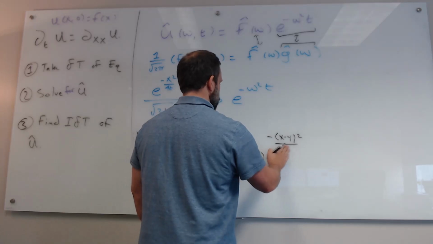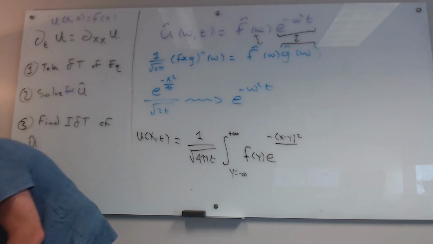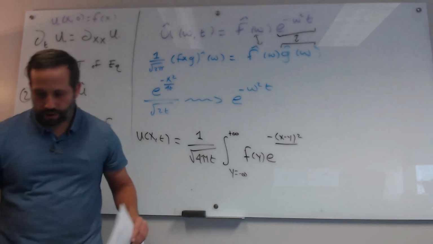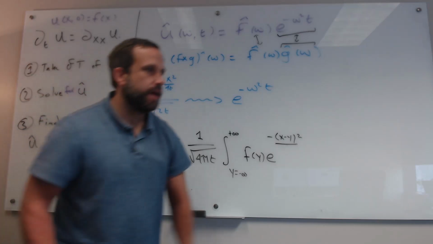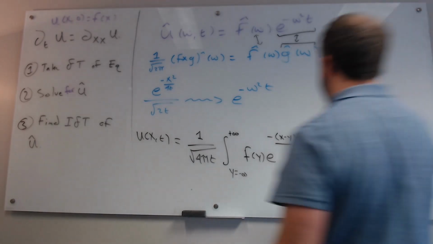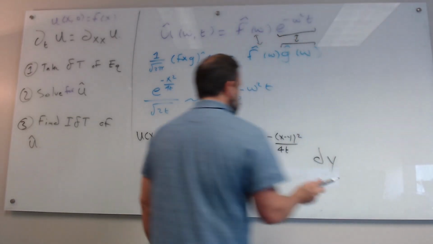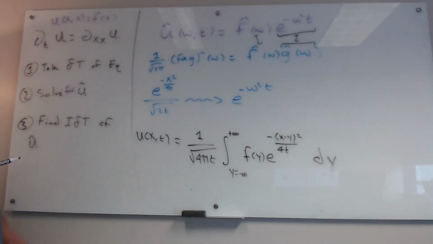Wait, is it 4t or 2t? I'm confident that it's 4t, but now I am losing my confidence. Yes, 4t. So 4t dy. And this is the solution to the diffusion equation if u of x,0 is equal to f of x.